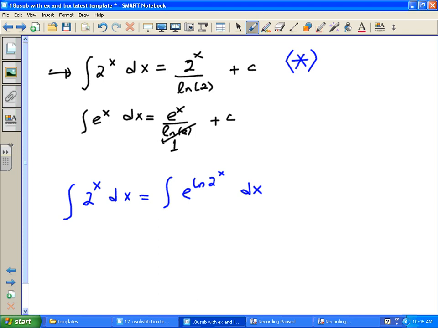How do I know that? Because doesn't e to the ln cancel each other, and you get back what you started with? So the right-hand side is really 2 to the x, and the left-hand side is 2 to the x. The reason I wrote it that way is because I know the rule for e to a power. I can apply that rule.